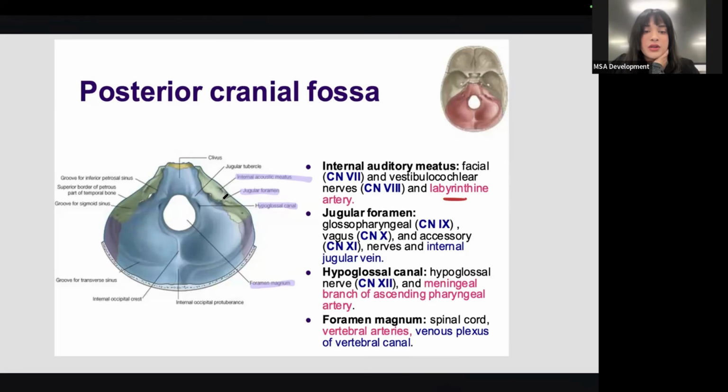Then you have the jugular foramen over here. It's going to transmit cranial nerves number 9, number 10, number 11, and internal jugular vein, okay? Then we have the hypoglossal canal. It's in the name.